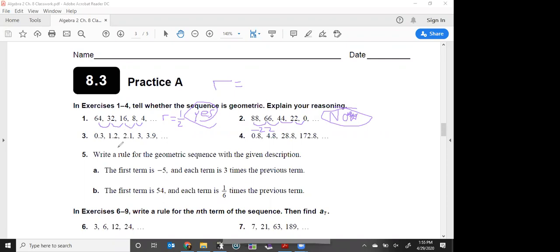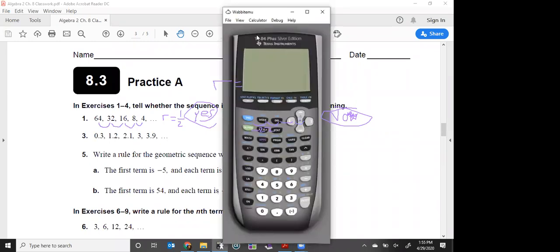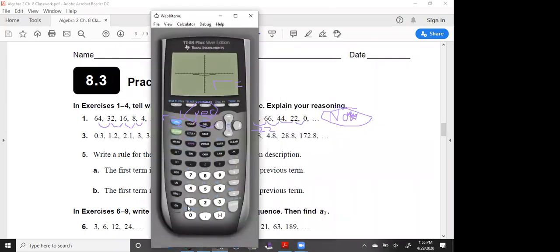What about this one right here? It looks like all they're doing is adding 0.9, but let me get my calculator out and double check. One way I can check is take the second number, which in this case is 1.2, and divide it by the previous number, 0.3. Notice that 0.3 times 4 is 1.2. If this is geometric, then I should be able to keep multiplying by 4. So I should be able to take 1.2 times 4 and get the next one. That's not the next term.